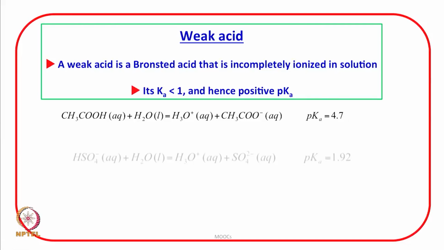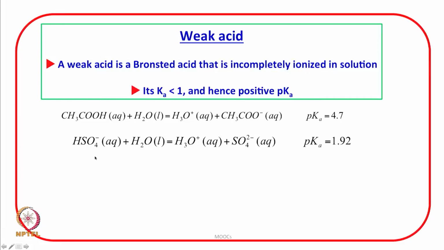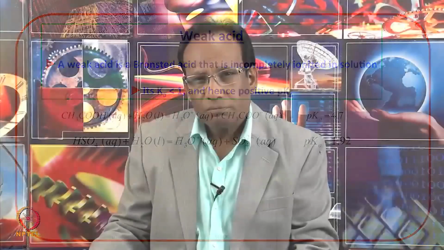Now, let us take another example. HSO4 minus donates a proton to water and forms H3O plus and sulfate ion, and the pKa value is 1.92. If you compare these two pKa values, the pKa value of acetic acid is higher than the pKa value of HSO4 minus. Recall that if pKa is high, Ka value is low, and if pKa value is low, Ka value is high.